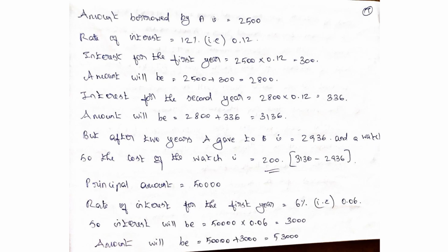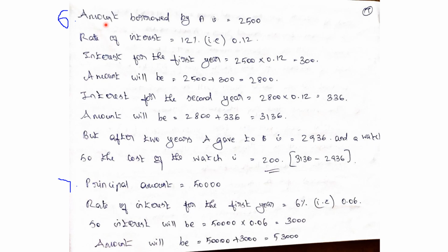Next sum, sixth sum. No, I forgot to write the page number. Okay, so this is the sixth sum. In that, A borrowed rupees 2,500 from B at 12% per annum compound interest. After 2 years, A gave 2,936 and a watch to B to clear the amount. Find the cost of the watch.